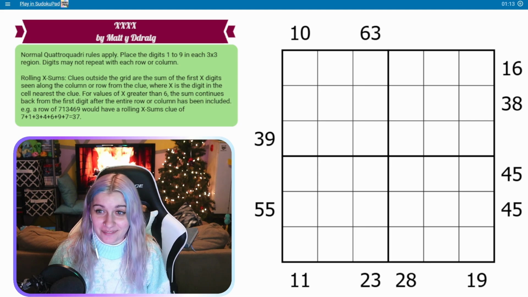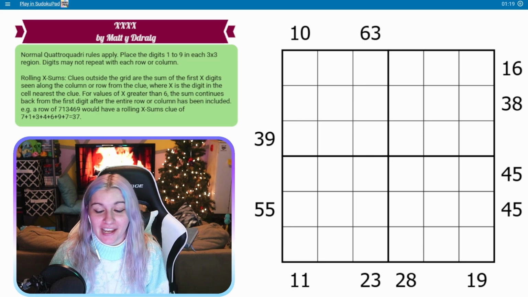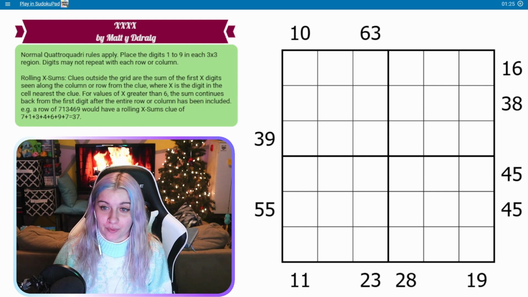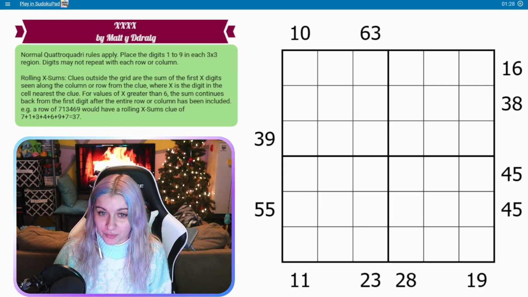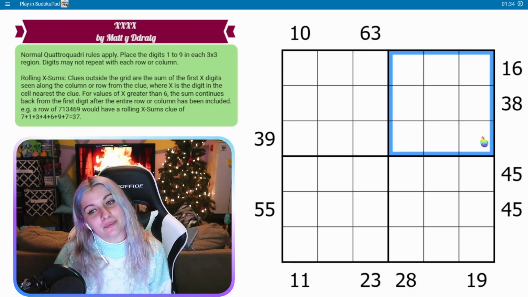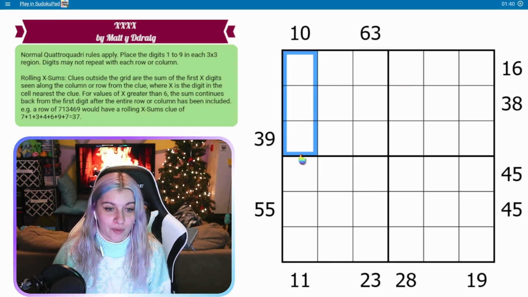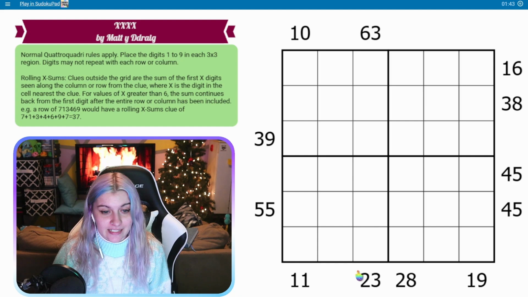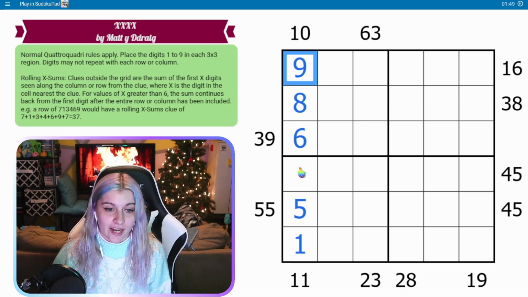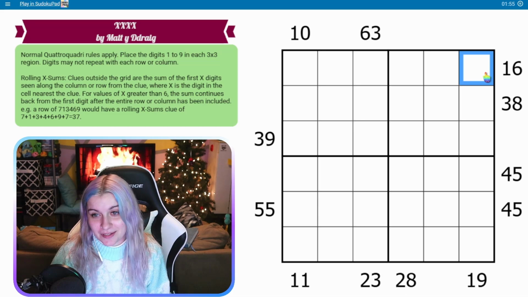But today, anyways, we have XXXX by Ddraig. Normal quadri rules apply. I haven't done too many of these. This will be fun. Place the digits 1 to 9 in each 3x3 region. Digits may not repeat within each column or row. So I have the numbers 1 through 9 in each of these 3x3 regions, but I actually can't have the numbers 1 through 9 in each row and each column. They just don't repeat. So I need to remember if I have situations where I have digits here, I can't necessarily say what that is. I'm going to try to remember that because that's the part I always forget with these.